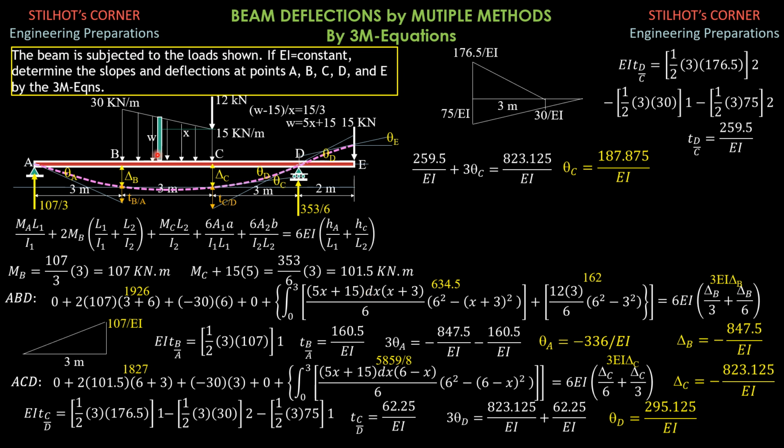Then B is the distance of the centroid of the strip from the right point B. So that is x plus 3, or 3 plus x, divided by L of BB, which is 6, quantity L square, 6 square minus B square. And B is x plus 3 squared. And limit 0 to 3.